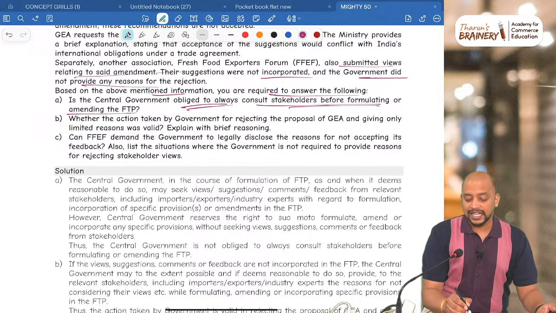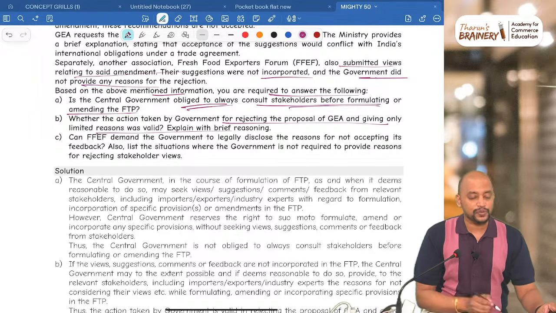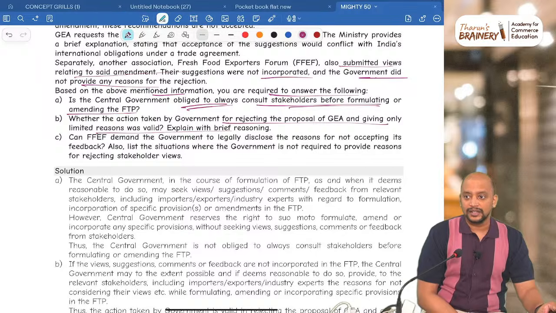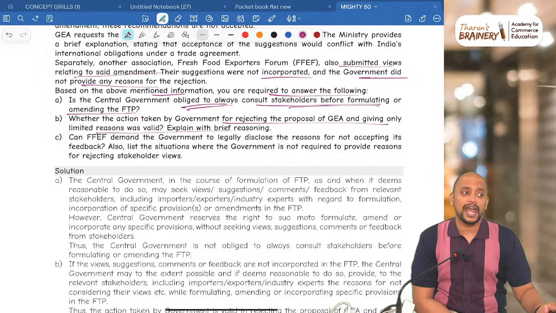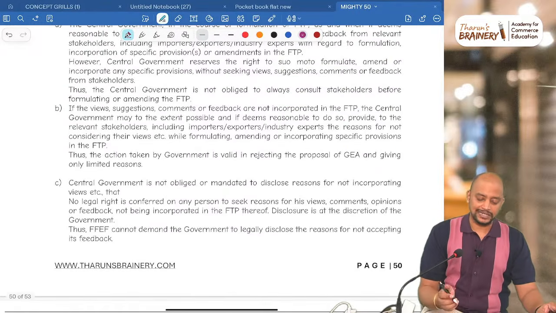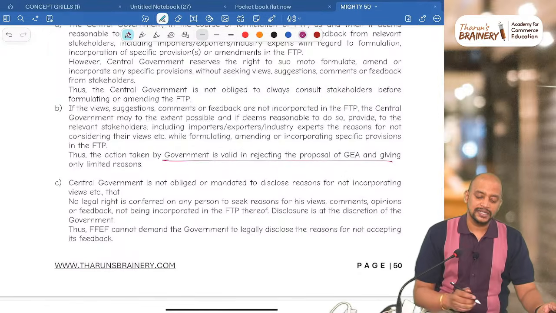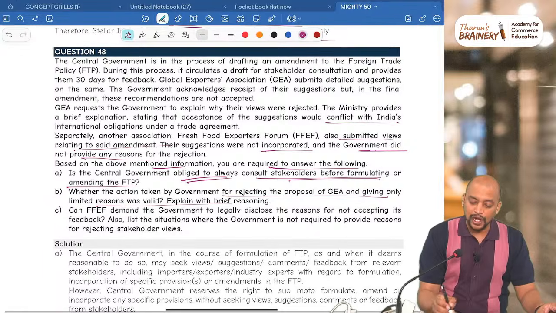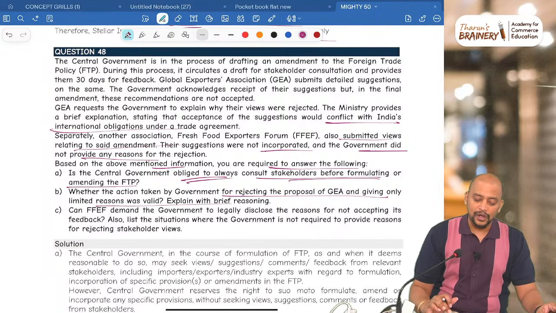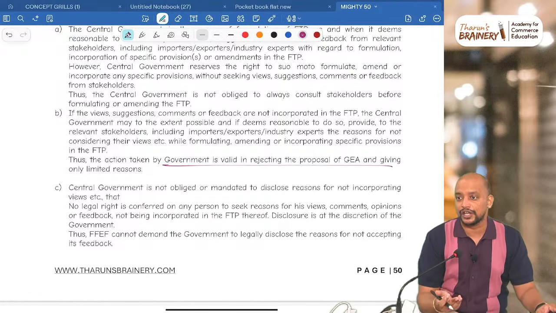Whether the action taken by government for rejecting the proposal of GEA and giving only limited reasons was valid? Yes, because there are some cases where they don't have to disclose why they are rejecting. So therefore, see this. The government is valid in rejecting the proposal because the feedback not incorporated, and this issue is going to conflict with India's international obligations under trade agreement. So because of that reason, they don't have to give the explanation also, or they can reject.